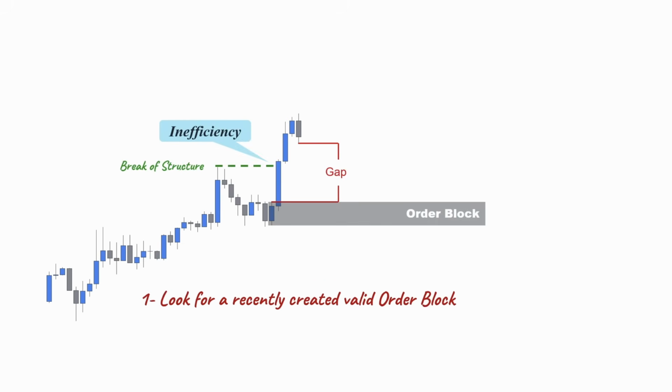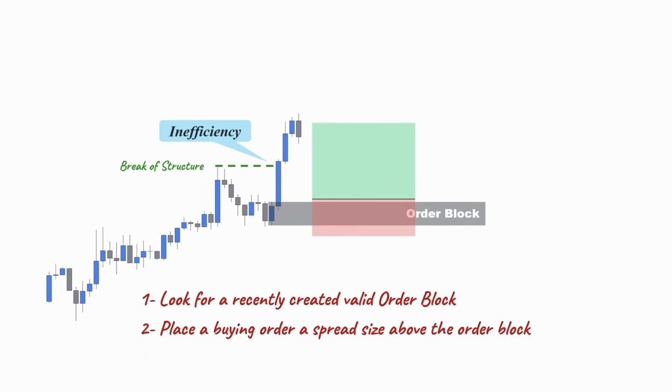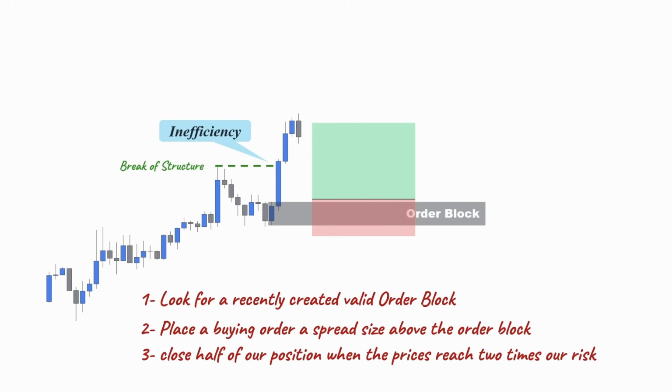This setup is a basic order block entry when it is aligned with certain market conditions. In the first step, we look for a valid and fresh order block that the market has recently created. A valid order block must have obvious inefficiency and fair value gaps between the wicks breaking the market structure. Then we simply place a buying order a spread size above the order block zone and place our stop below the swing low. We will close half of our position when the prices reach 2 times our risk.